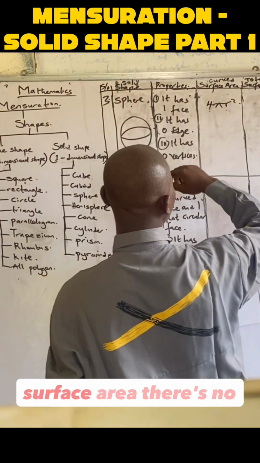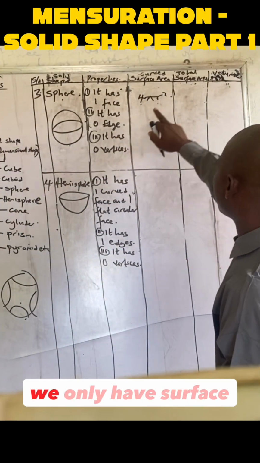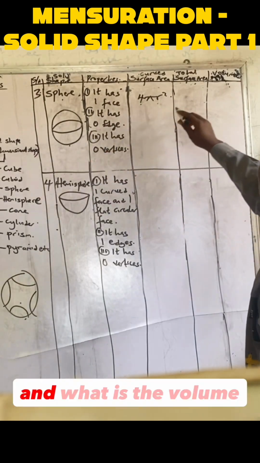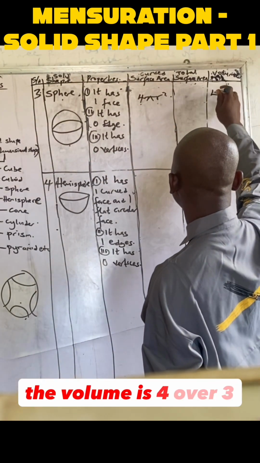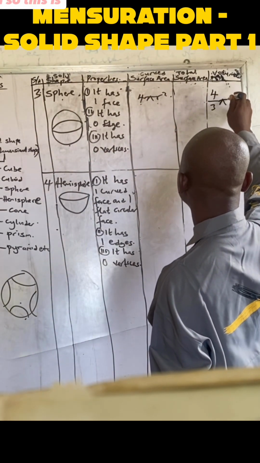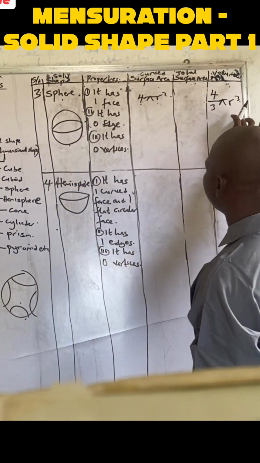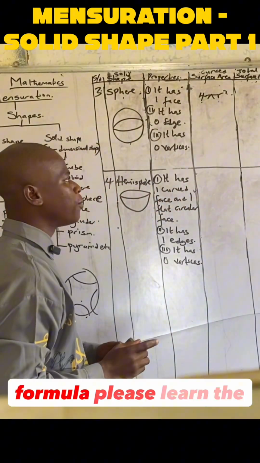Then let's go to total surface area. There's no total surface area here. We only have surface area. And what is the volume? The volume is 4 over 3 pi r cube. So this is the formula. Please learn the formula. It's very important.